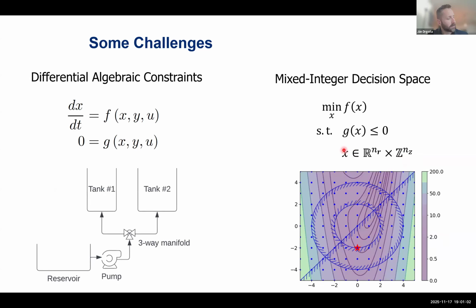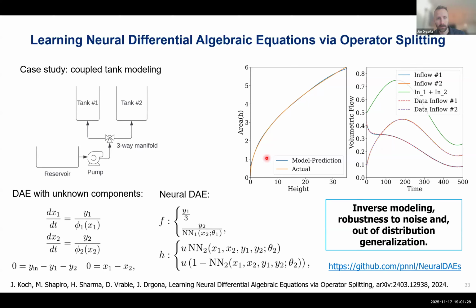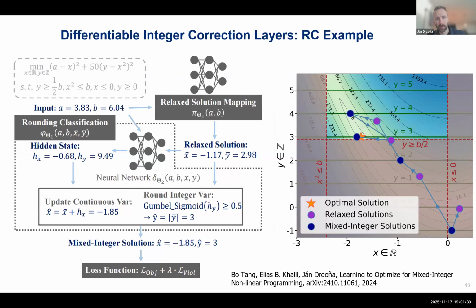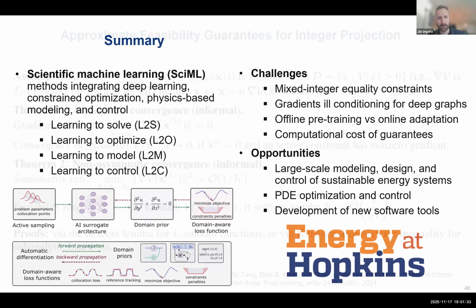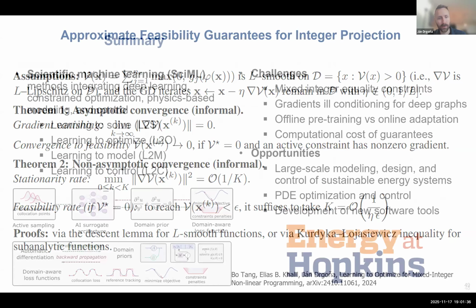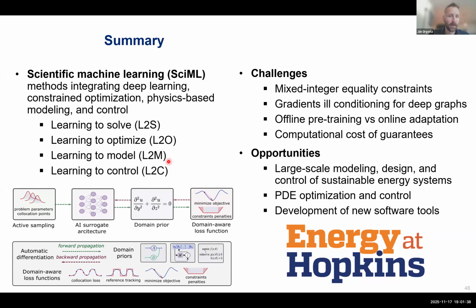So I'm looking at the time, and I don't think I have time to go over some of the recent advances. How can we learn surrogates for differential algebraic equations with hard equality constraints? Or how can you even differentiate through mixed integer programs by approximating the gradients of rounding operations? So I will skip those, and I will try to conclude. But if you are interested in some of these topics, please reach out to me. I'll be happy to share the slides or papers.